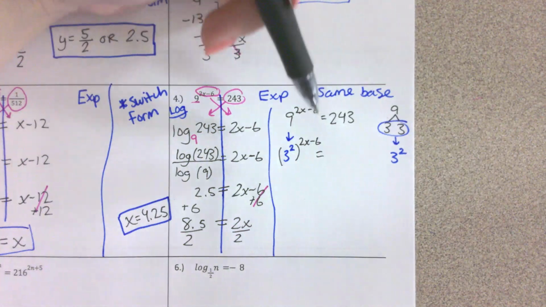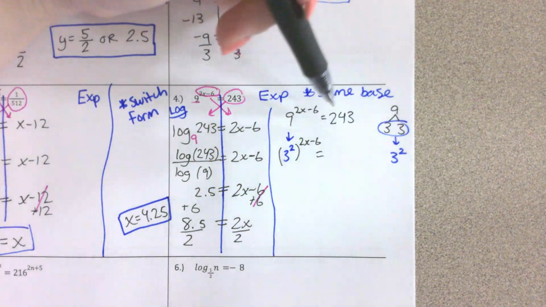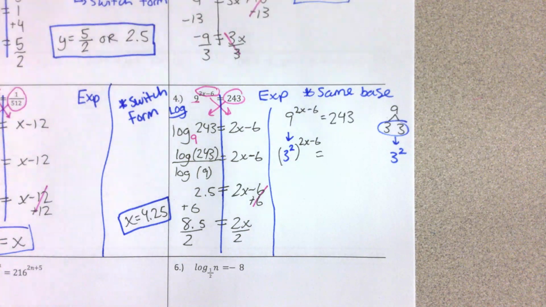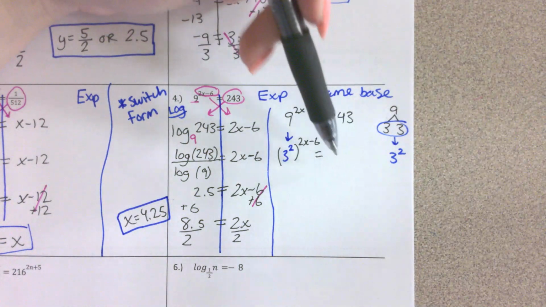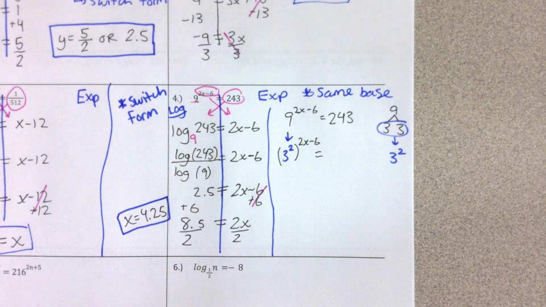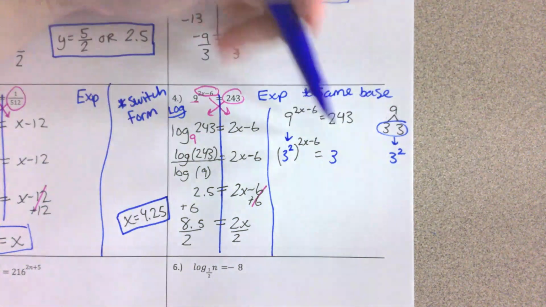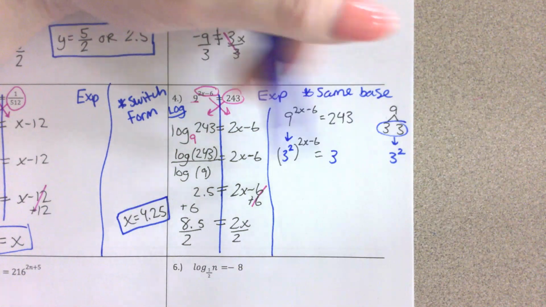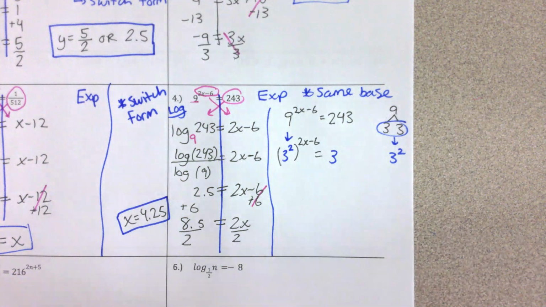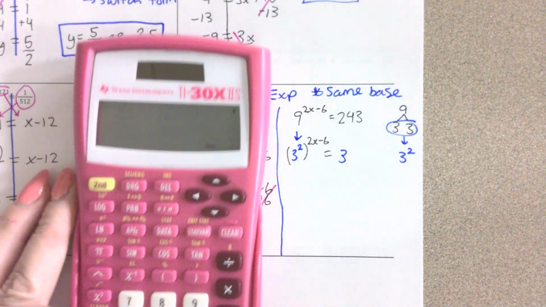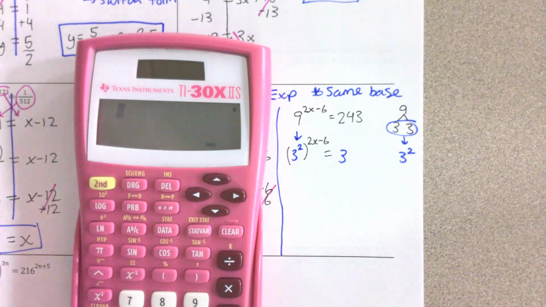Now the 243. We can make a tree out of this if you prefer, but I have a way to kind of get around that. If we're going to get the same base, the numbers have to match, clearly. So we know that the 243 has to equal 3 to the something if it's going to get the same base. So we can go on our calculator and figure that out.